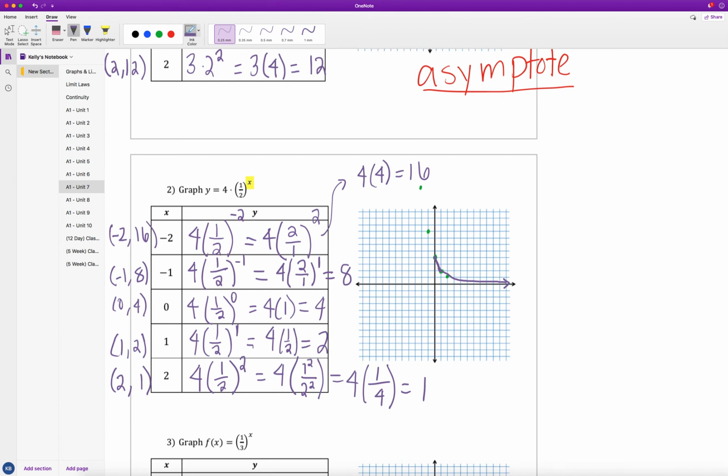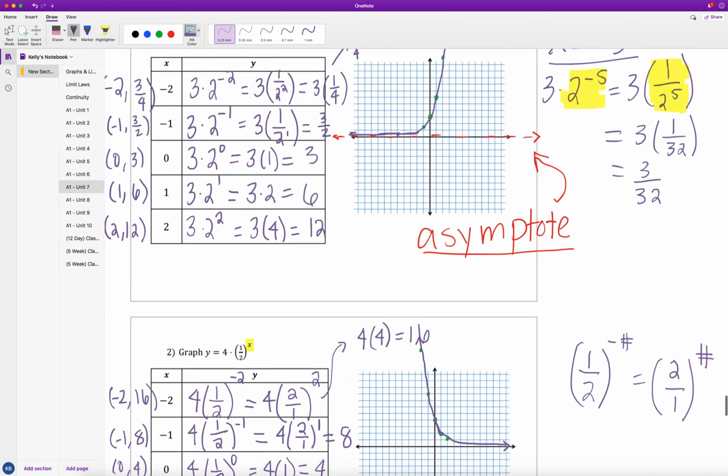And as we keep plugging in more negative numbers, because that negative exponent, if we plug in a negative number here, is going to flip the base and make this 2/1 to the positive power, then these numbers are going to keep getting bigger and bigger and bigger. So this graph will go up to the left in that top left-hand corner there. We do have that asymptote again, but we just want to worry about creating this shape.